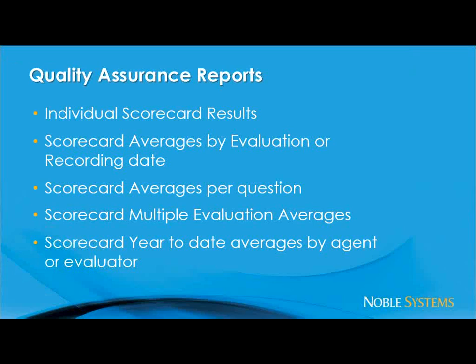The next piece of Noble's Harmony quality assurance integration that's new for Harmony 4 out of Maestro is the quality assurance reports. So there's a whole new set of reports built around quality assurance for the new Harmony 4 version of quality assurance. There's a few new reports: the individual scorecard results for a little deeper dive into an individual scorecard, scorecard averages by either evaluation date or recording date, averages per question, multiple evaluation averages, and year-to-date averages by agent or evaluator.